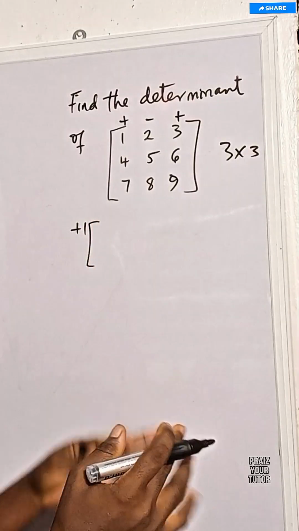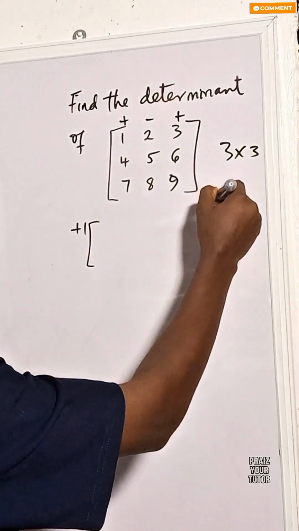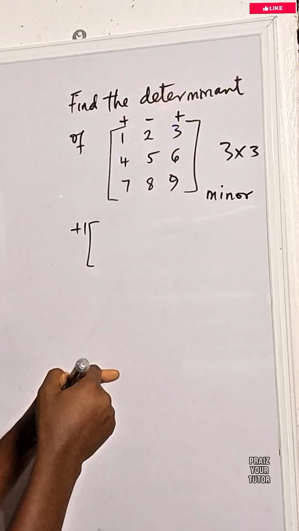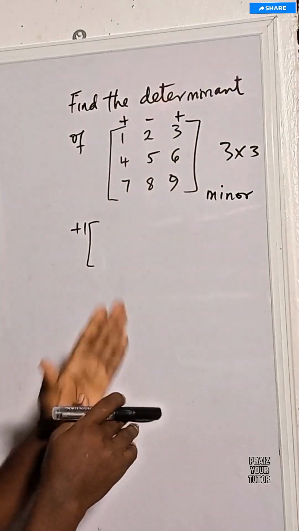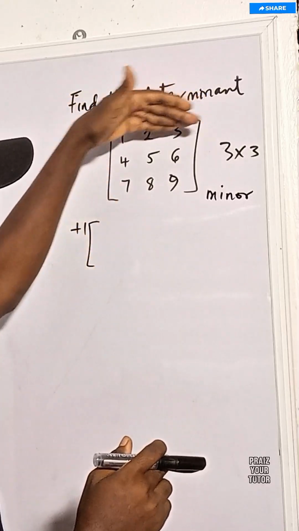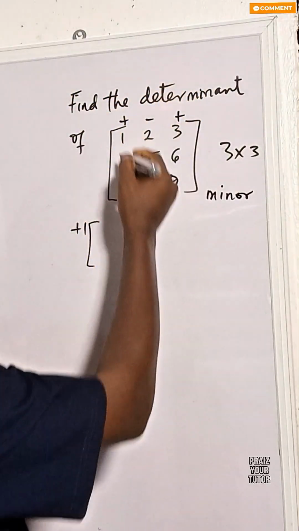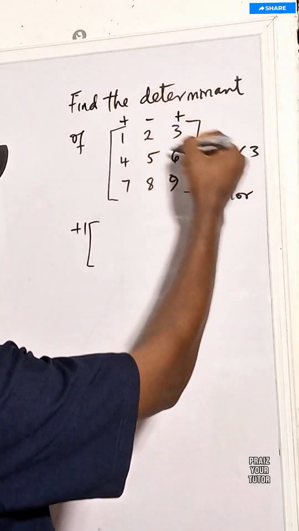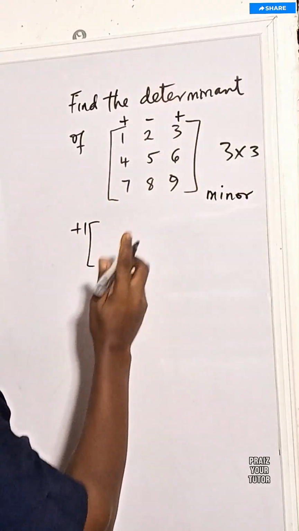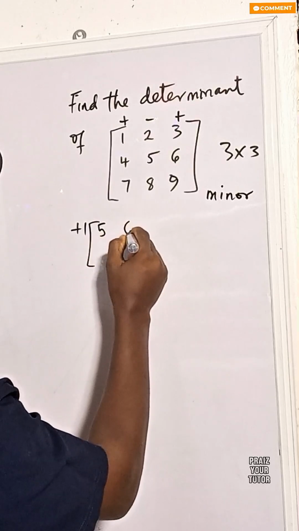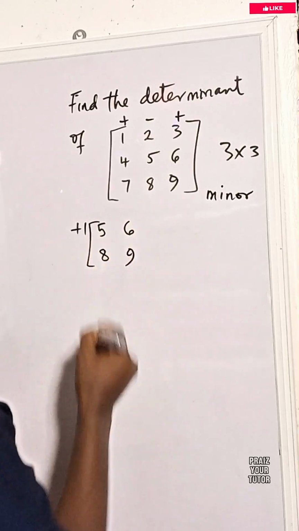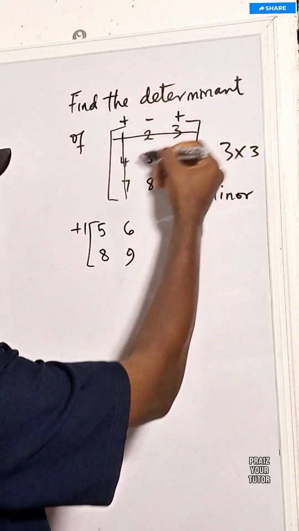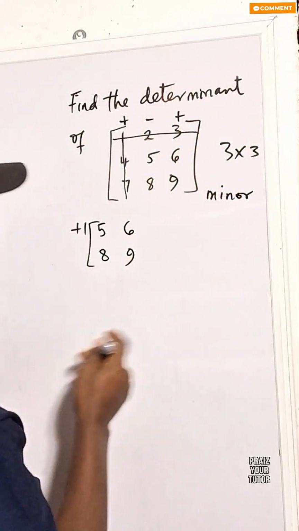You are going to bring out the minor, M-I-N-O-R, of 1. That means all the lines that there is 1. There is 1 here, there is 1 here. Whatever is remaining, you write it out. That means here we have 5, 6, 8, 9. 1 is here, 1 is here. Whatever is remaining, write it out. Do you get it? Very easy.